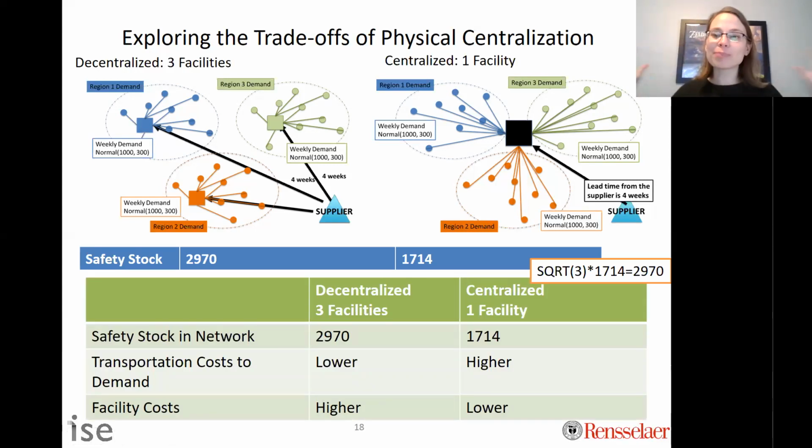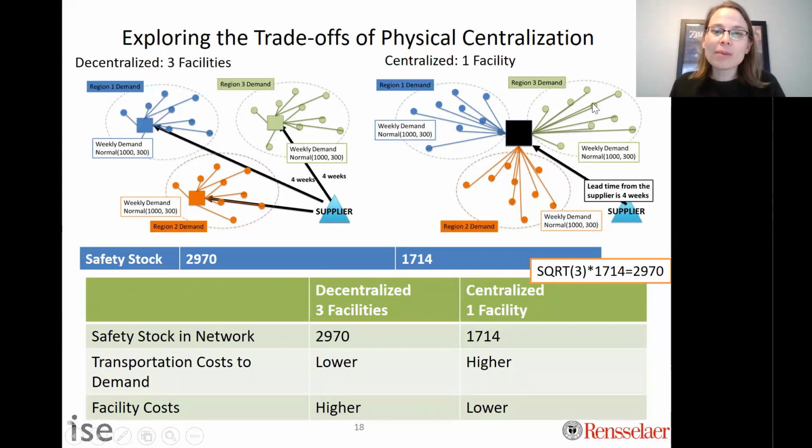When you think about supply chain decisions, we really need to think systematically. Safety stock in the network will always either decrease or be the same if you go to a centralized system. And so that's good, that's awesome. We have less inventory costs, less holding costs. However, that's not the full story. The transportation costs are actually higher in the centralized system.